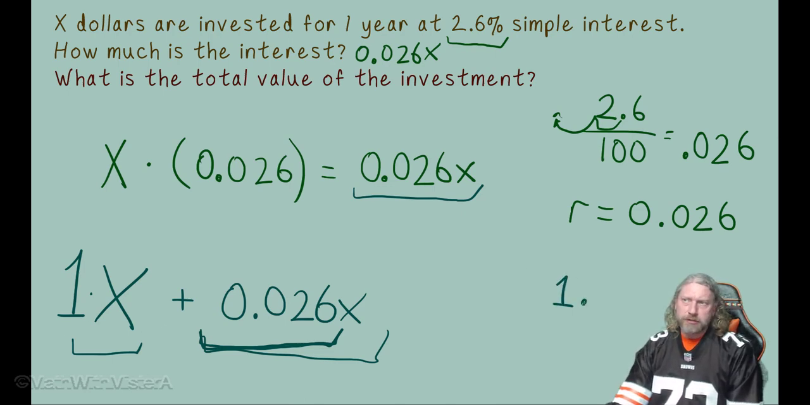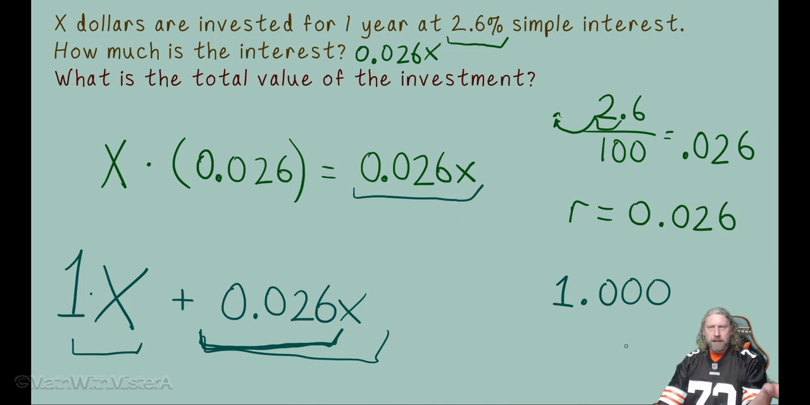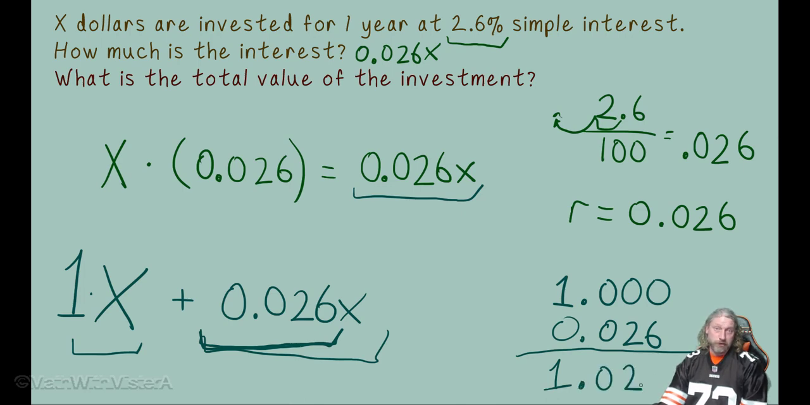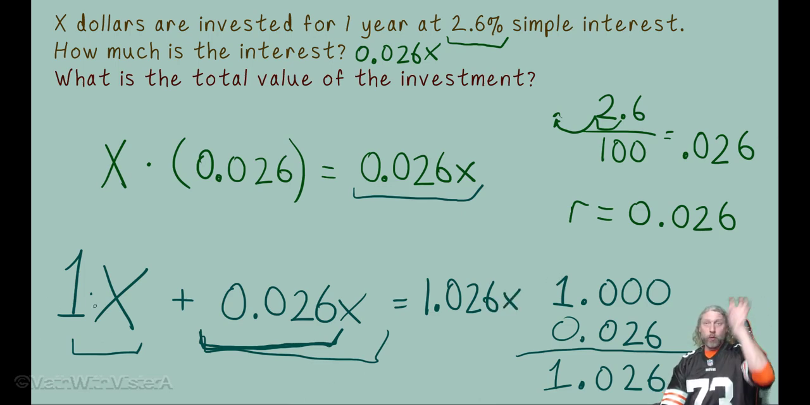Sometimes it could be helpful for us to remember that when we are adding numbers with decimal places, we have to think about lining those decimal points up. So it's like a 1 whole plus this tiny piece, 0.026. And when we add them together, we will get 1.026. That will be the coefficient of this simplified expression, 1.026 times x. So our terms were 1 whole x, 1 whole principal.